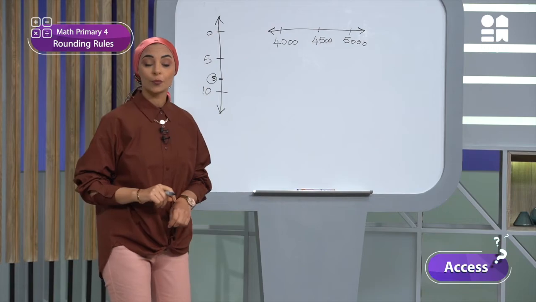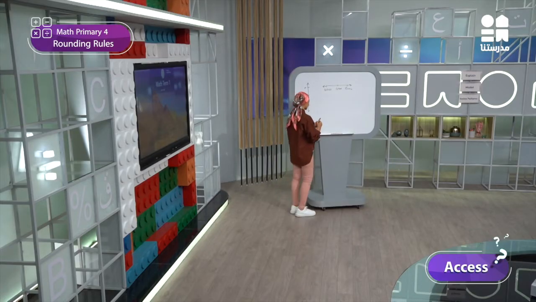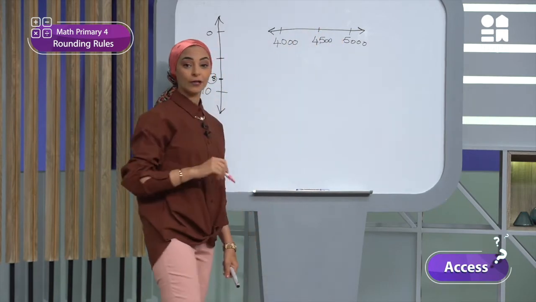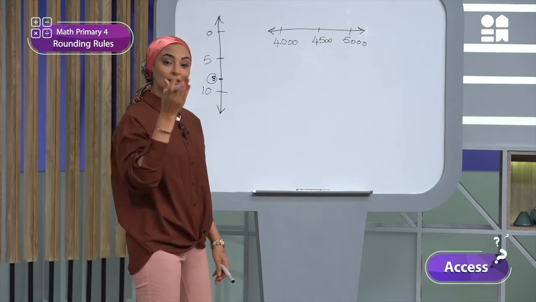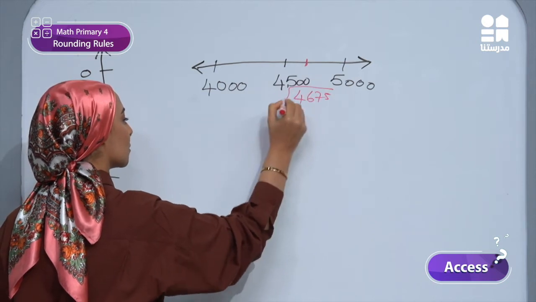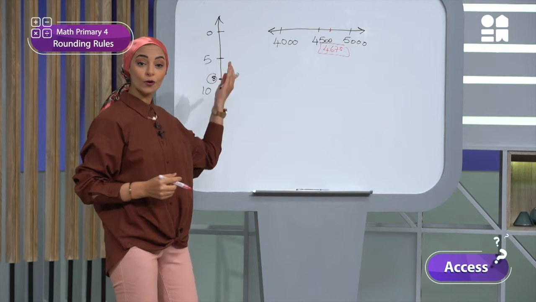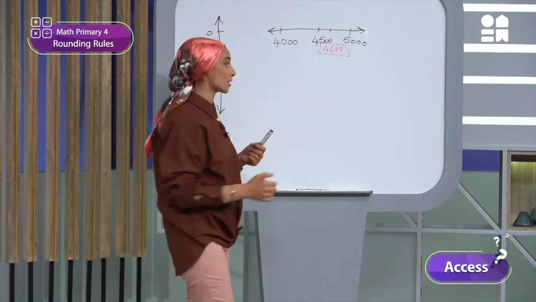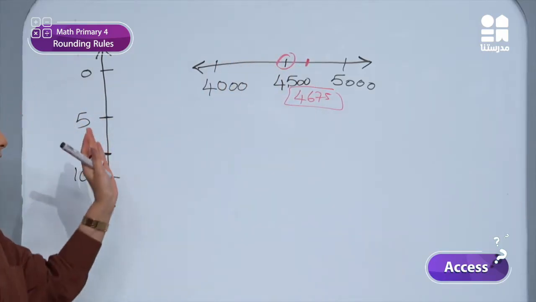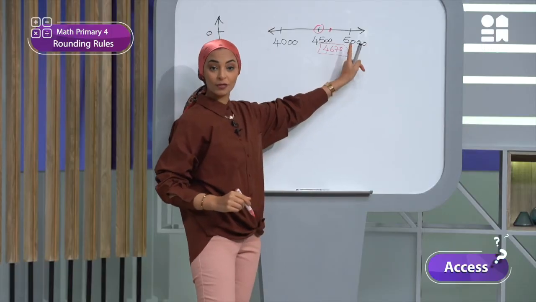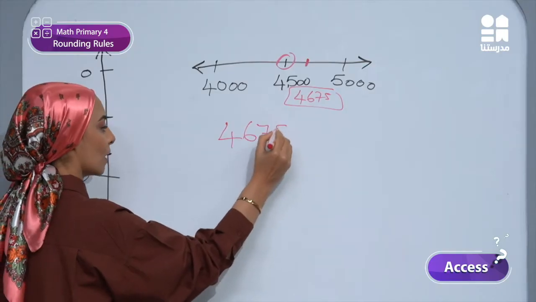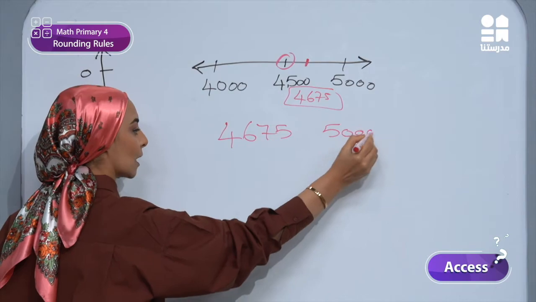If I ask you to mark the point 4,675, let's write it. 4,675. It will be after the midpoint or before it? Yes, it will be after the point. It will be after the midpoint, so for example it will be here. 4,675. Who can tell me if this number is closer to 4,000 or 5,000? Yes, of course. Since it is after the midpoint, it will be closer to 5,000, the biggest number. Okay? So 4,675 is closer to 5,000, as you see here.